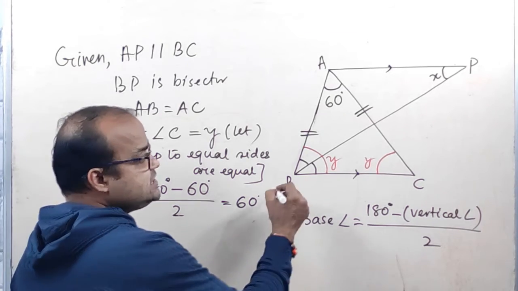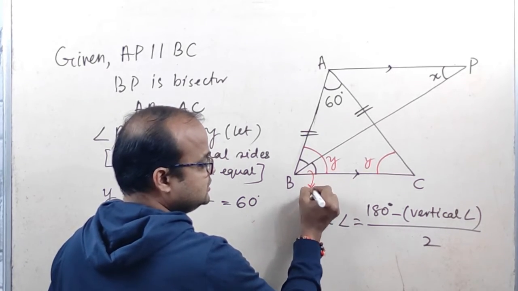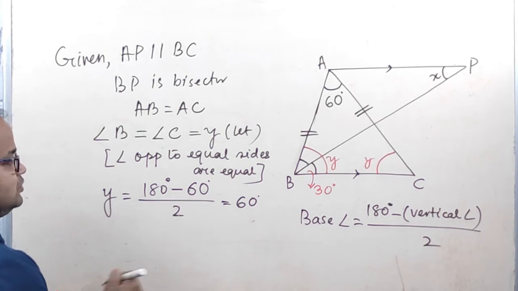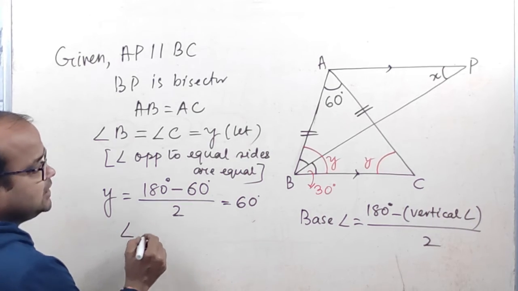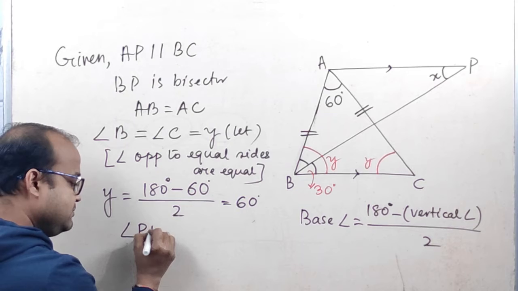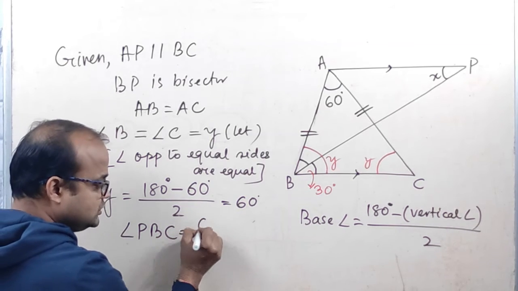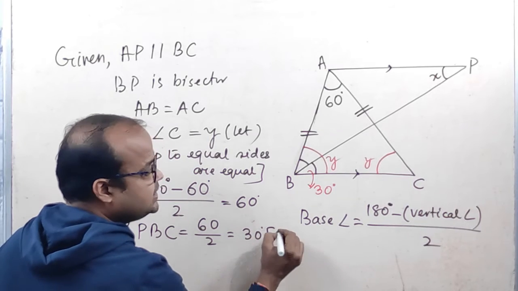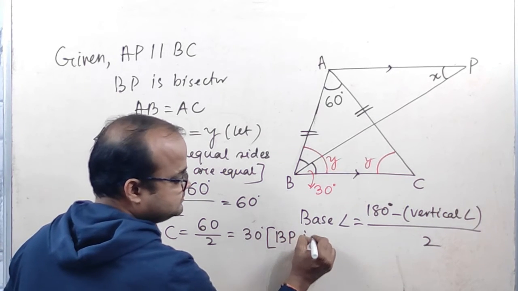Now since BP is bisector, this angle is 30 degree. So we write therefore angle PBC equals 60 by 2, that is 30 degree, and the reason is BP is bisector.